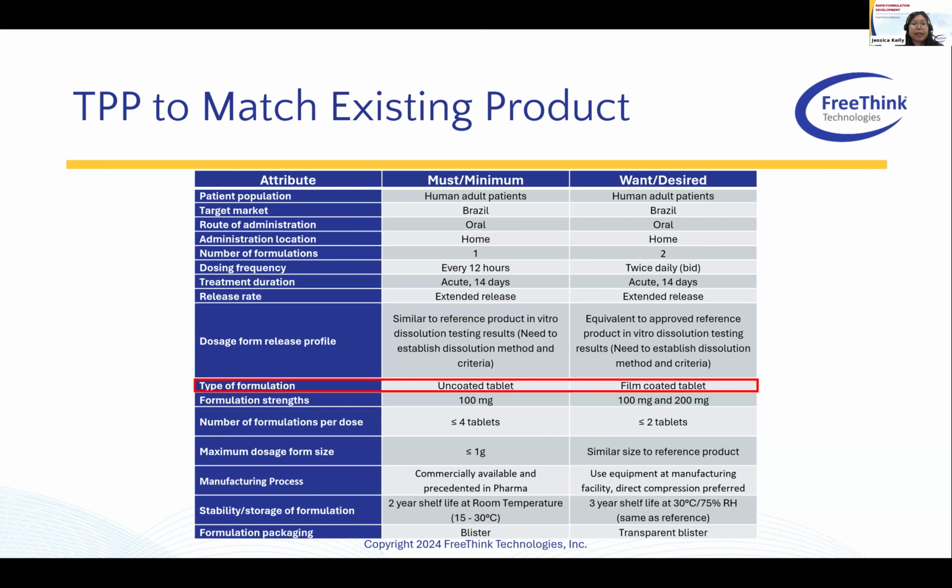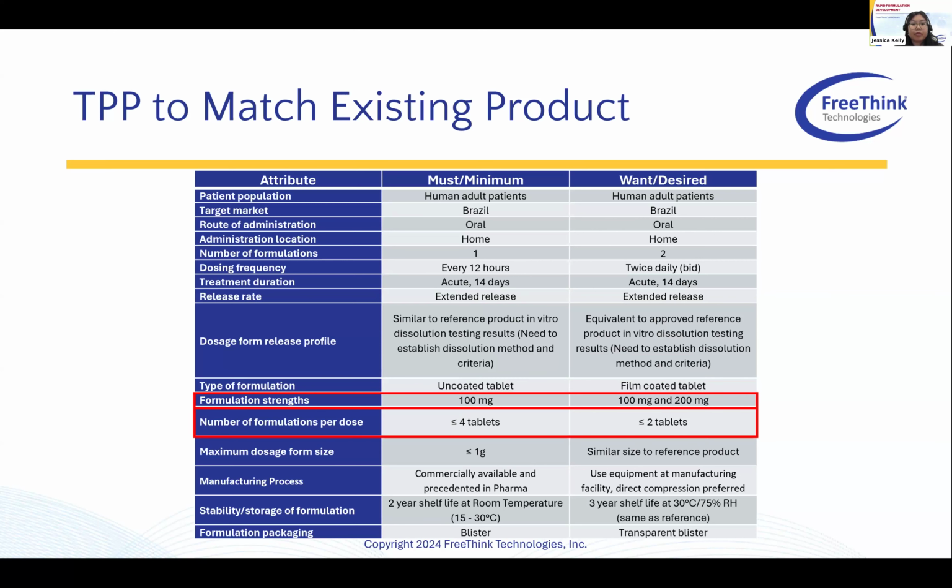Another difference here is found in the type of formulation requirements. So the development team would like to film coat the tablet. And if film coating is desired, then we need to consider how do we formulate the film coating. And we might also want to consider if this dosage form needs a functional coating. So for example, an enteric coating, or is this coating purely for appearance purposes?